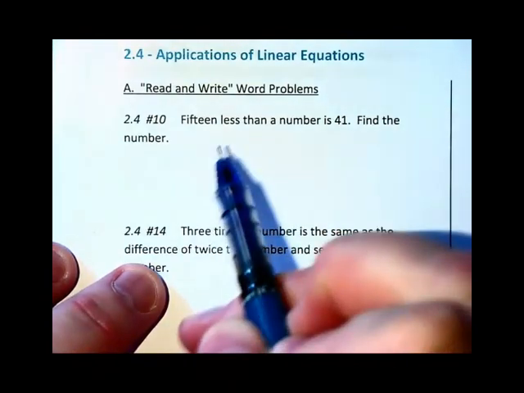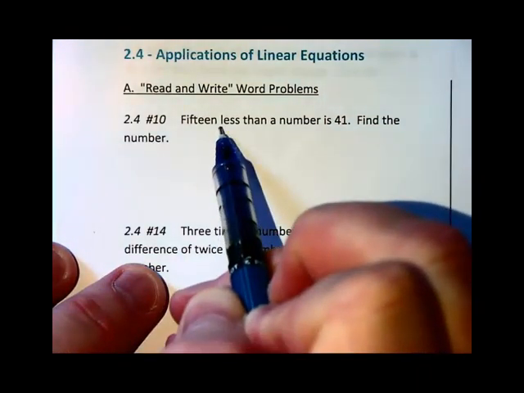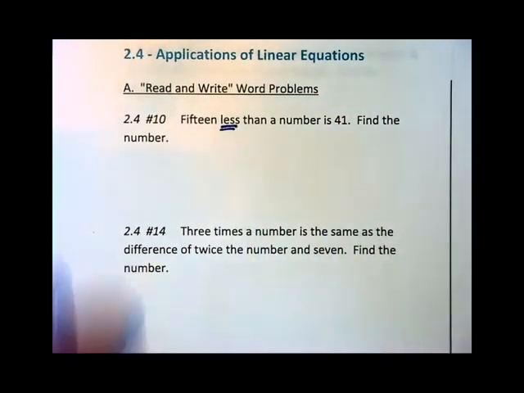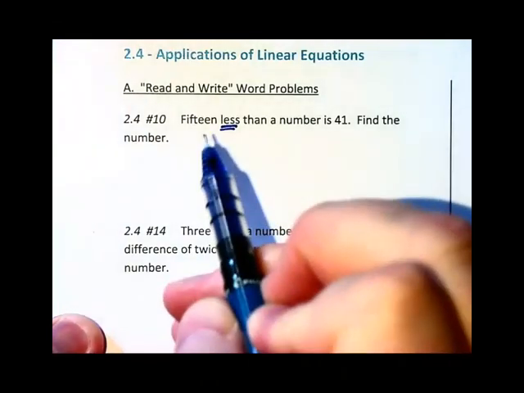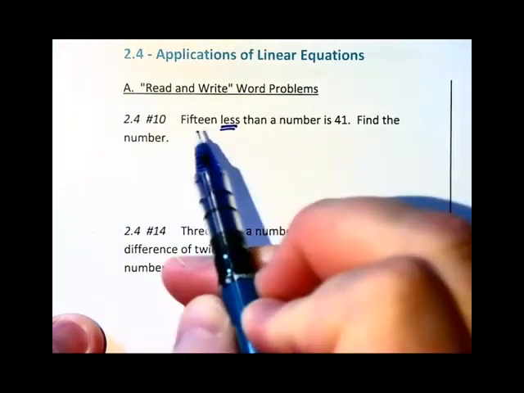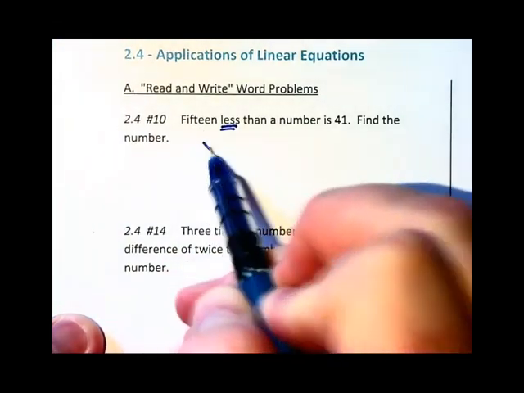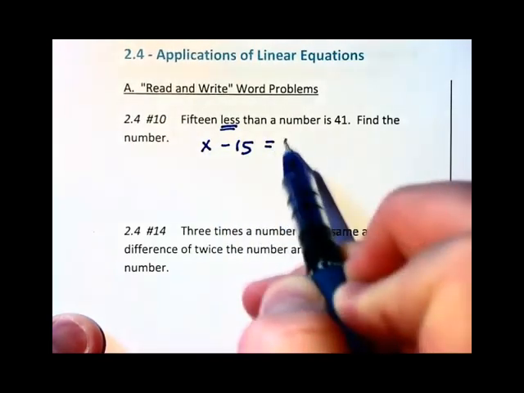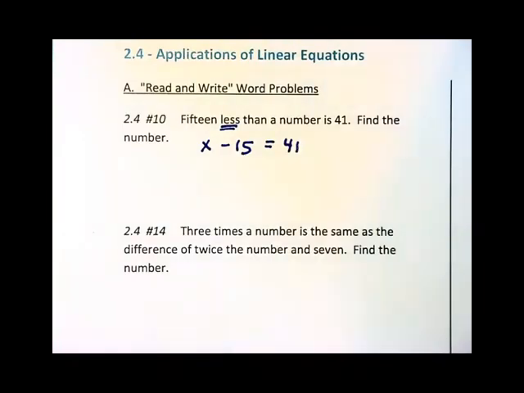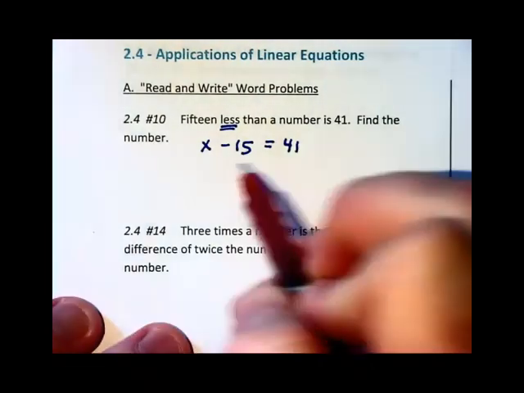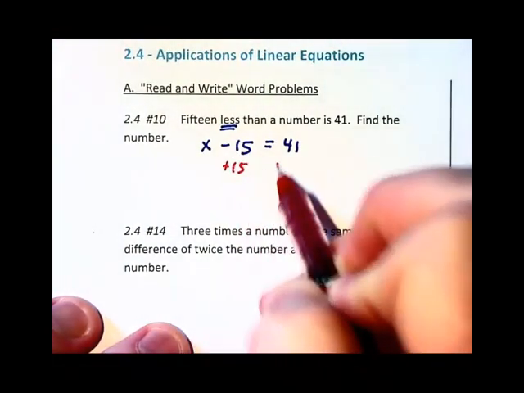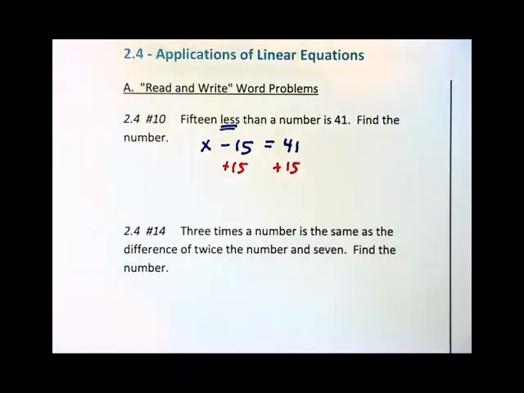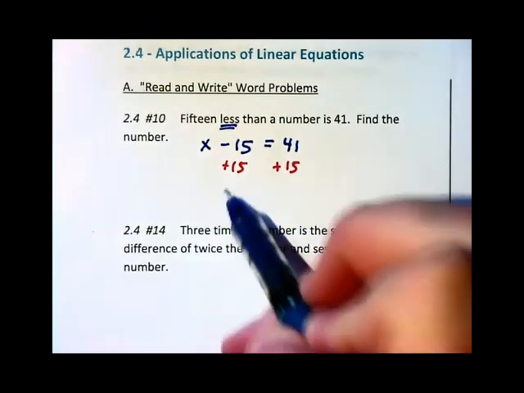15 less than a number. Now the word less messes with the English language, and we've already mentioned how subtraction is not commutative. This is not going to be 15 minus x. This is 15 less than a number. You're starting with the number, taking 15 away is the 41. And now there's your equation. You can easily add 15 to each side of that equation to find x is equal to 56.